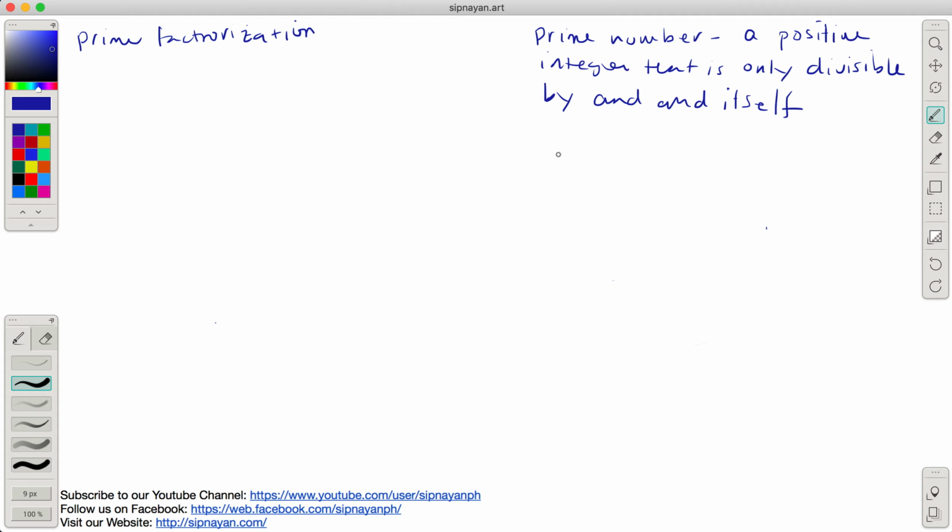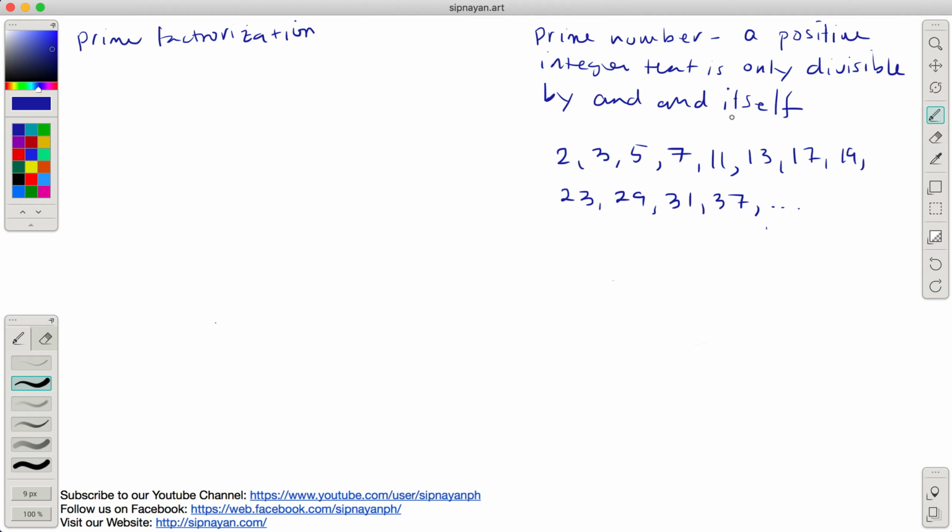So, examples niyan ay 2, 3, 5, 7, 11, 13, 17, 19, 23, sana wala akong ma-miss, 29, 31, 37, and so on. So, there are infinitely many primes. Madami yan. Walang katapusan yan.